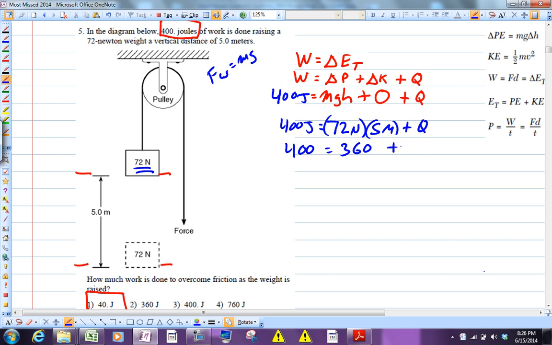360 plus Q. Notice if this was a part 2 B2C question, I plugged in with the units here. We don't have to keep using the units here. It's not bad to do that, but you don't have to. And when you solve 400 minus 360, you're going to get a Q of 40 joules. In other words, when you raise this by pulling on the rope, you put in 400 joules of energy. 360 of that went into the potential energy from being raised higher, and 40 joules of that went into heat, into friction with the pulley and such.